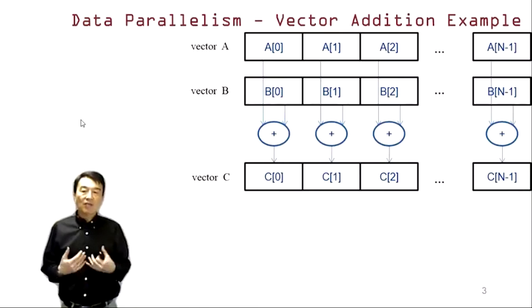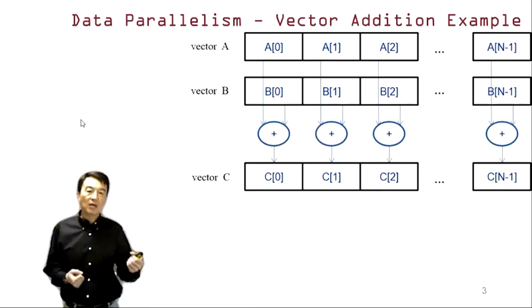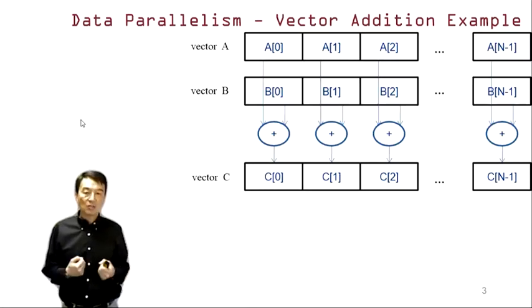The phenomenon of data parallelism is that different parts of the data can actually be processed independently of each other. A very simple example is vector addition. When we add two vectors together, the elements can be added together independently. A0 and B0 can be added into C to form C0, and A1 and B1 can be added to form C1 independently of each other.